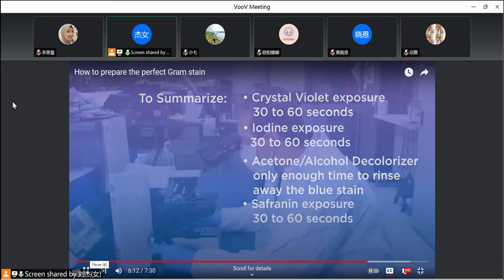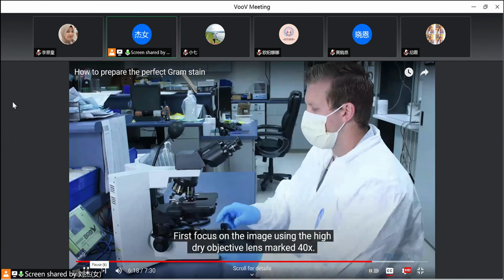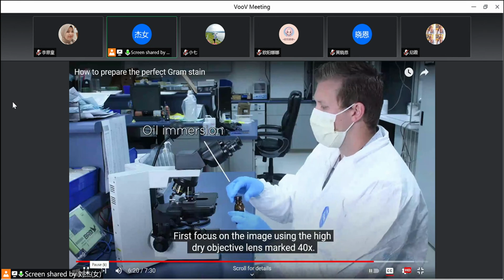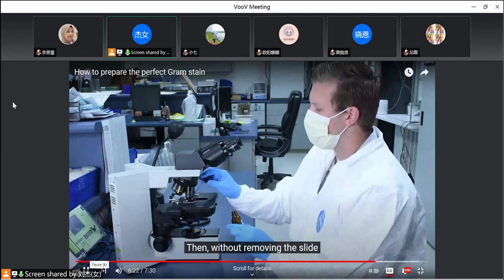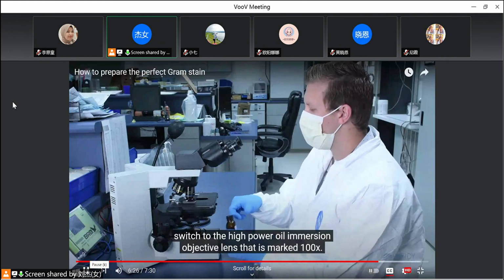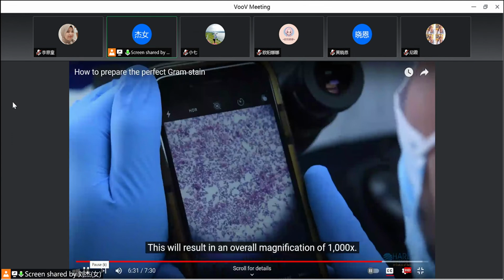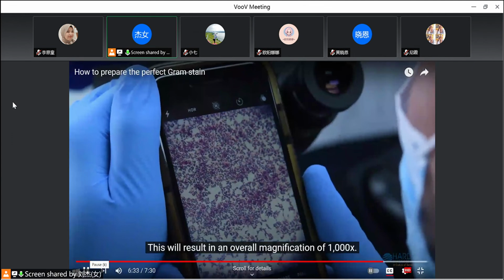The slide can now be viewed under the microscope. First, focus on the image using the high dry objective lens marked 40x. Then, without removing the slide, switch to the high power oil immersion objective lens that is marked 100x. This will result in an overall magnification of 1000x.